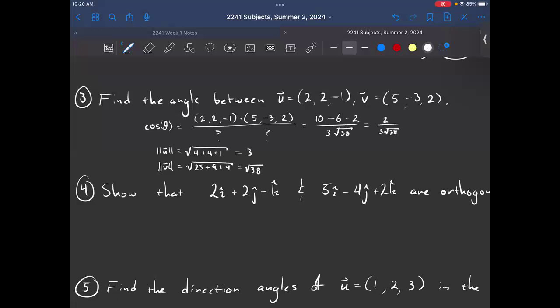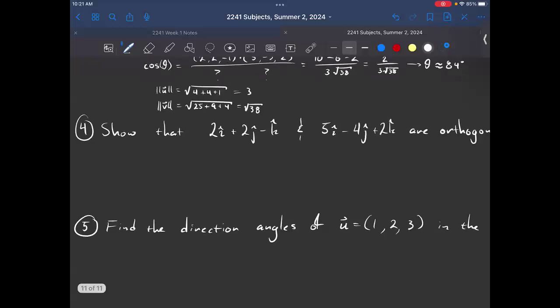And what do we get out for that? Check my notes. We get an angle of about 84 degrees. So you would take the inverse cosine of this number to get that 84 degrees. But usually it's enough to just find the direction cosine.